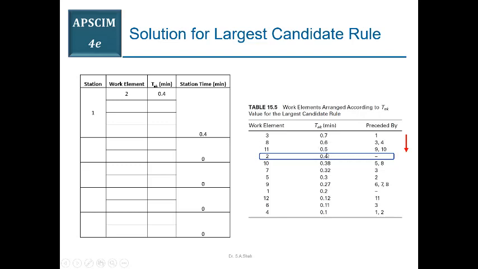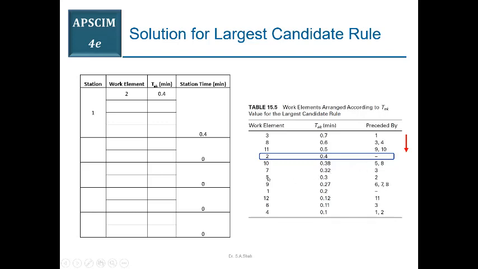So the next is 0.5 minutes. 0.5 minutes can be assigned because we have 0.6 minutes. But again, their predecessors are 9 and 10, which have not yet been assigned. Next is the second, which we have already assigned. After that, this is work element number 10. Work element number 10's predecessors are 5 and 8, which have not yet been assigned. The next candidate is work element number 7. Its predecessor is 3, which has not been assigned.